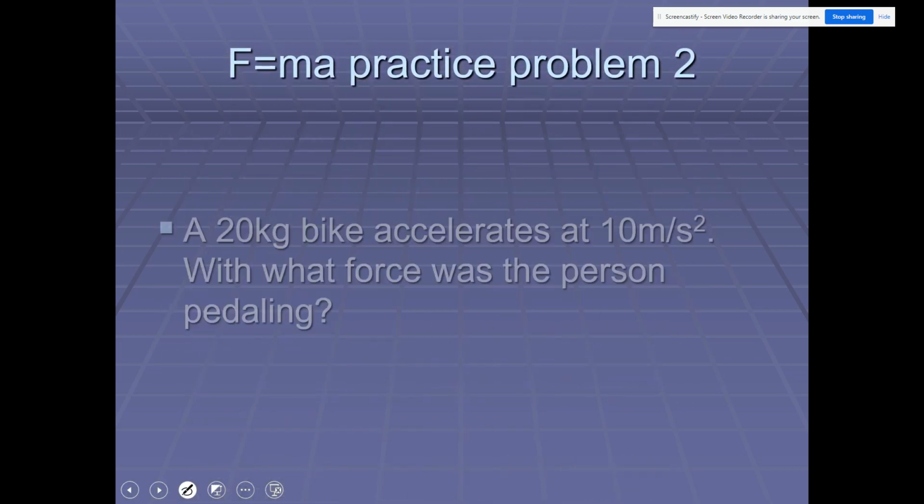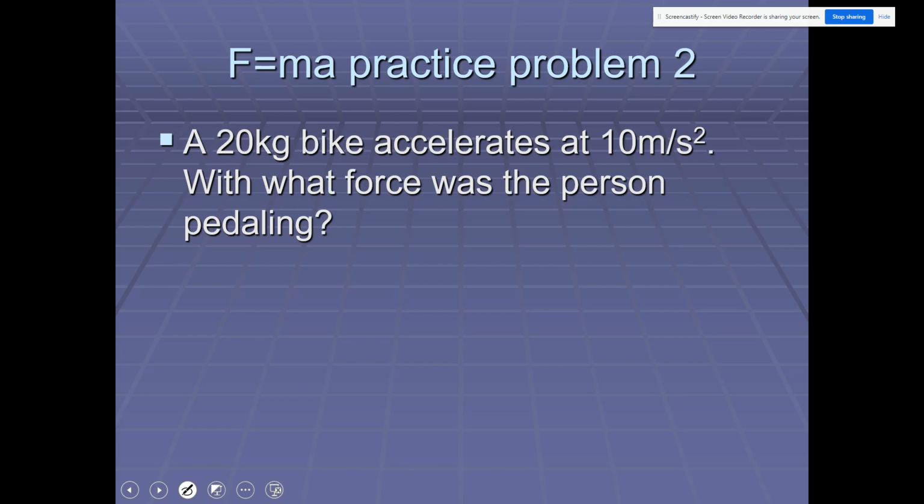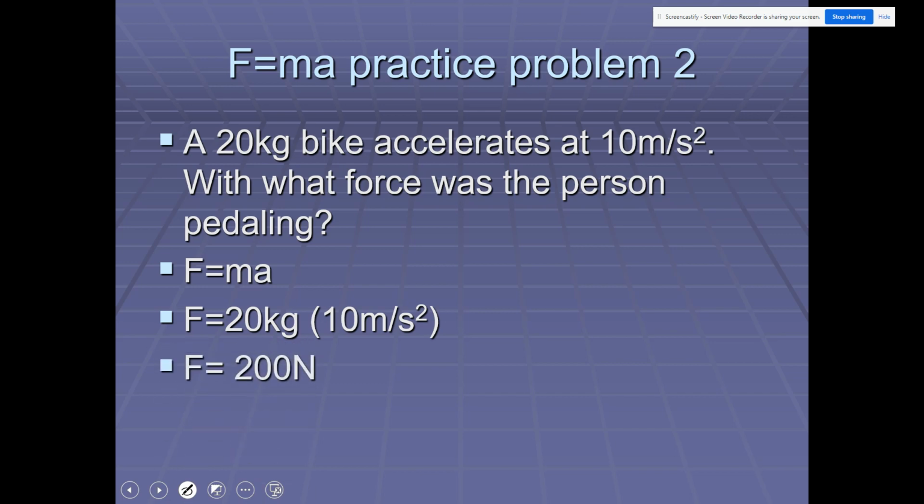Practice problem number 2. A 20 kilogram bike accelerates at 10 meters per second squared. What force is being exerted by the person pedaling? Here's our formula. Plug those numbers in. And remember, the units, kilogram times meters per second squared, can be summed up by just saying a Newton.